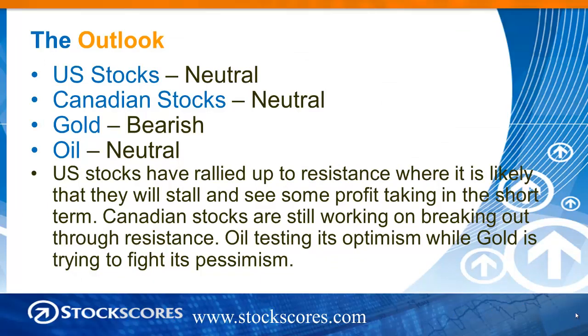So my outlook then, neutral on US stocks and Canadian stocks. US stocks, bullish long-term trend. Top of the channel means it's going to pull back in the near term. That's why I'm neutral. Neutral on Canadian stocks, building an optimistic pattern, but needs that breakout through resistance. That's why I'm neutral, but a little bit more of an optimism towards the future. Gold bearish, hasn't broken that downward trend yet, but that could happen anytime. Oil neutral, but again, the bias is optimism. We just need the breakout from the tip of that pennant pattern that is building.